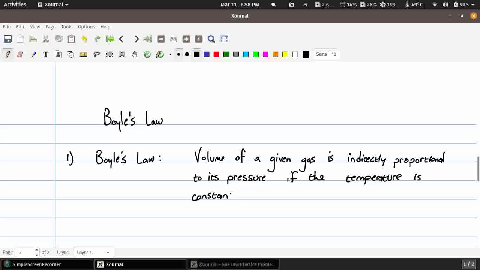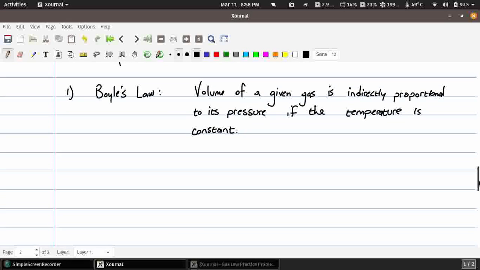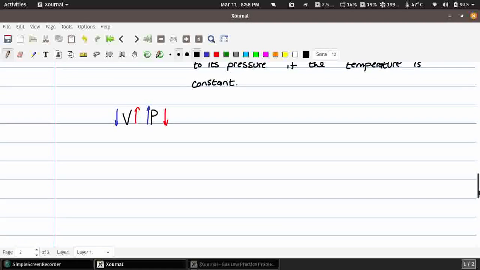Constant means the same if you don't know what it means. So, anyways, what this means is you can write V and P. So if the volume goes up, the pressure goes down. The volume goes down, pressure goes up. That's how this law works. I'm going to show you an example equation so you can see what I'm talking about.